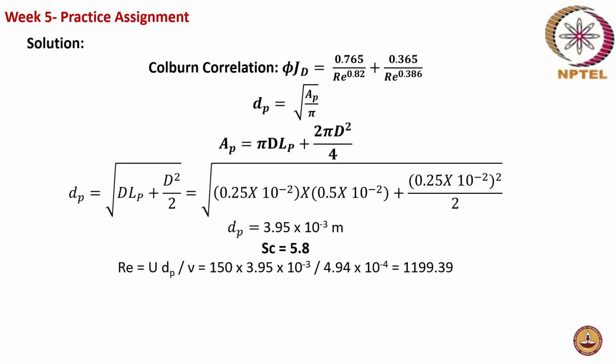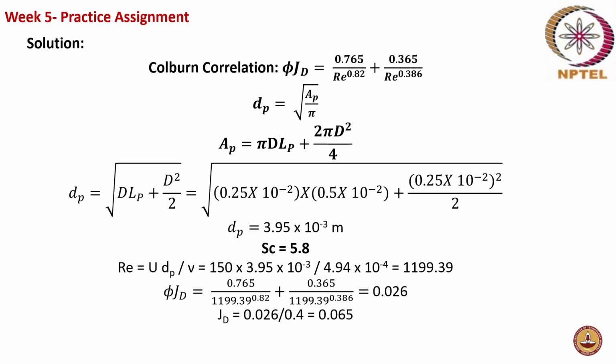We have calculated the equivalent diameter in this case, so we can find the Reynolds number. You will end up with a Reynolds number of 1199.39. Substituting this in the Colburn correlation, you will get phi JD is equal to 0.026. So your Colburn factor is 0.065.